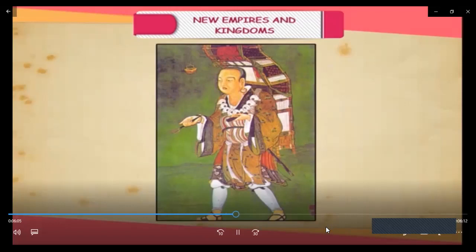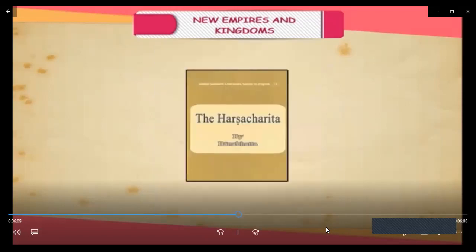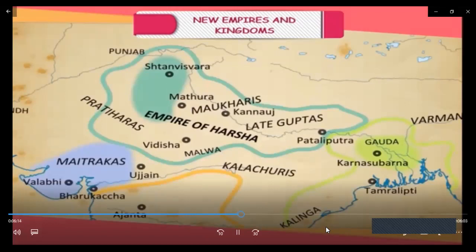Information about his reign is also available in Harsha's biography, Harsha Charitra, written by Banabhatta. Soon after ascending the throne, Harsha moved his capital from Thanesar to Kannauj as it was a more central place. Harsha's empire extended from the Himalayas in the north to the river Narmada in the south and from Punjab in the west to Bengal in the east.